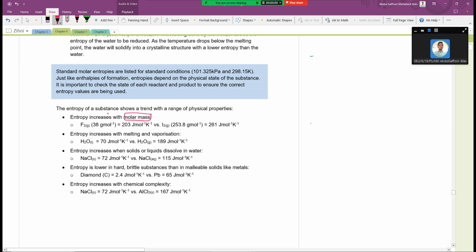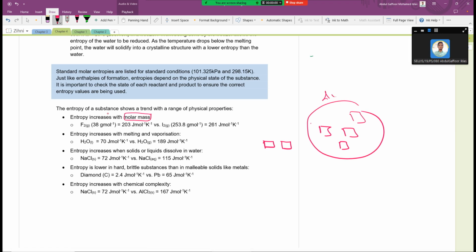It will increase. For example, let's say we have 2 bricks here. We can say this is arranged, or we can say there is no disorder. But let's say we have 5 bricks like this. Now we can definitely say there is a disorder, right? So when the molar mass increases, entropy will increase, right?